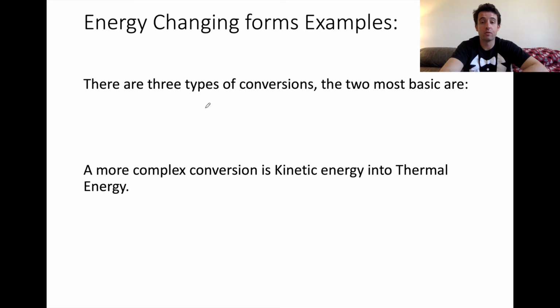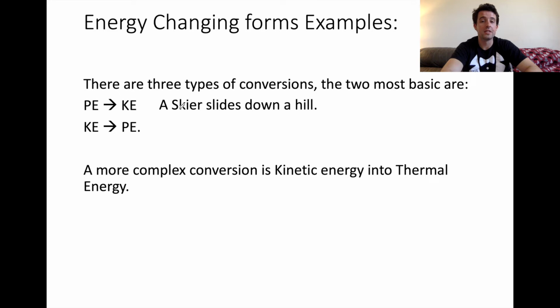There are 3 types of conversions. Let's focus on the first 2. For the first one, we have converting potential energy into kinetic energy. Then the second example we have is kinetic energy converting into potential energy. So you see how those are kind of related, and they play into the 2 scenarios we talked about at the start. A skier sliding down the hill is an example of potential energy being converted into kinetic energy.